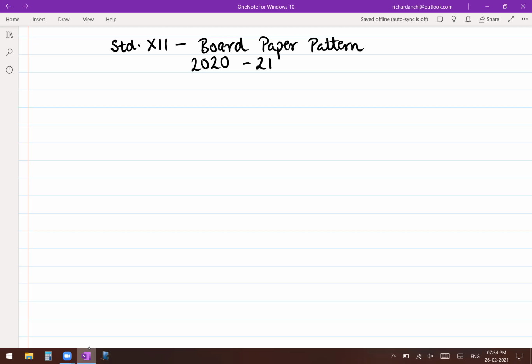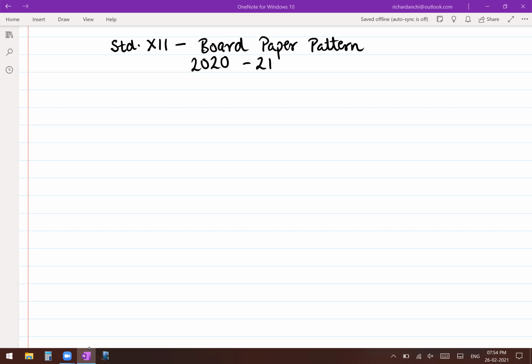Today we will be doing the paper pattern for this academic year, that is 2021. As you know, the exams are to be held in April, so you will be writing a prelims. For that, I will explain to you how you have to write the paper.